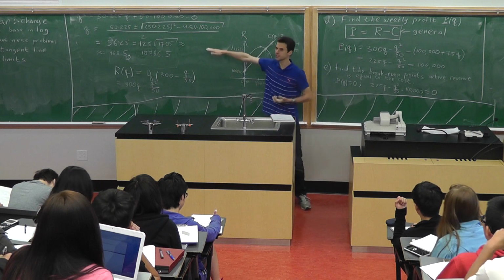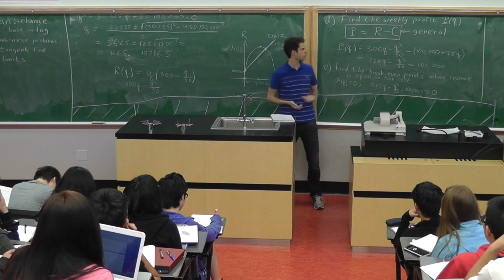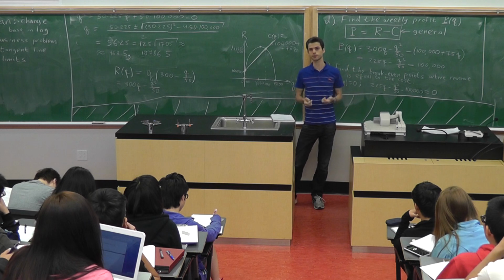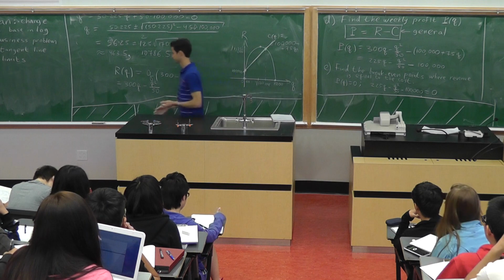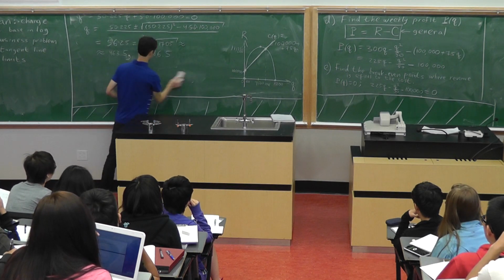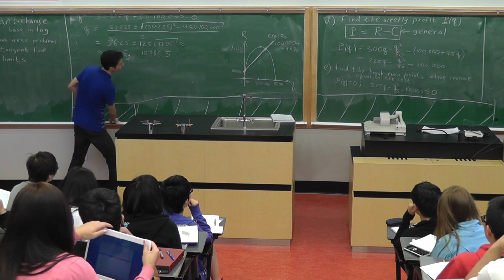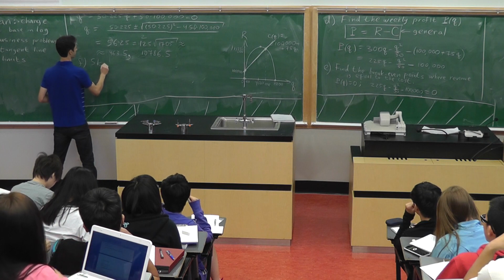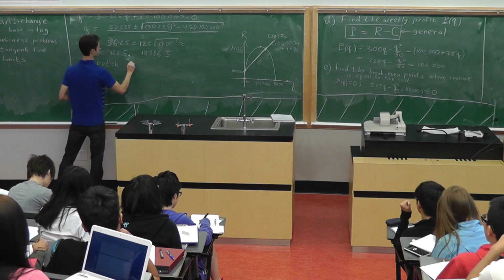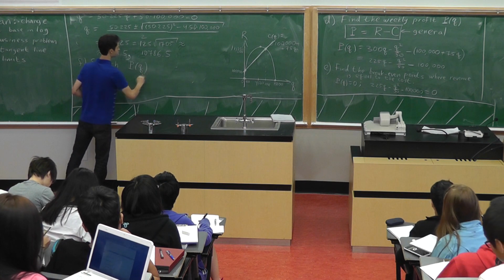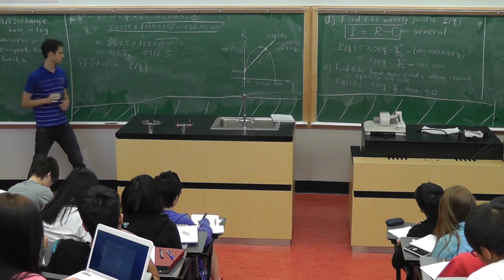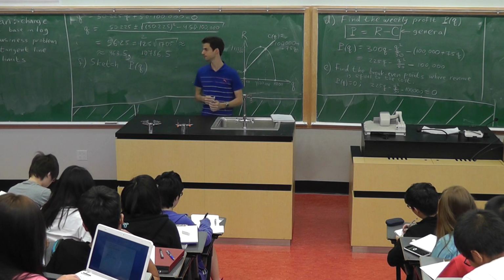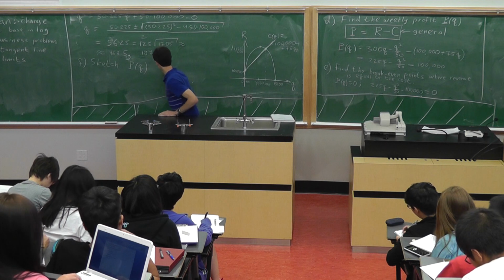Well, what's good about finding these break-even points is that now we can draw how the profit function looks like. So the next part, E: sketch this function. So just how does it look like? That's very simple now.